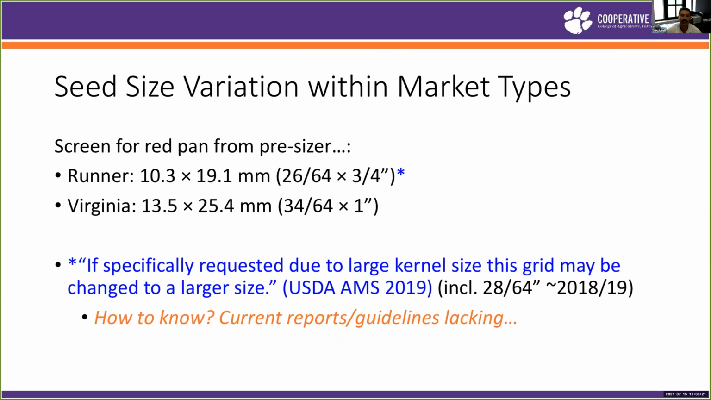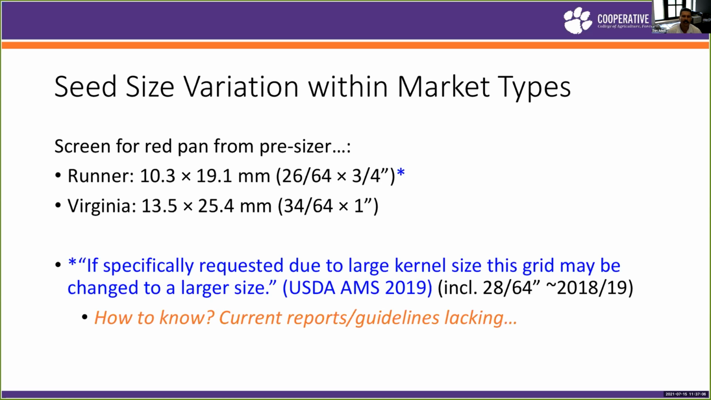So this information indicates that naturally there is seed size variation within different market types, but we really don't see much variation in the sheller screens that are used on the reciprocating shellers in the grading room for these different market types. And for pretty much all of this history that we're looking at, the runner market types have been graded on the standard runner sheller screen. And here I'm really only talking about the slot sizes corresponding to those coming from the red pan of the presizer. Those standard runner sheller screens utilize the 26/64 inch width for the slots. And for the Virginia market types, the standard screen utilizes a width of 34/64 of an inch.